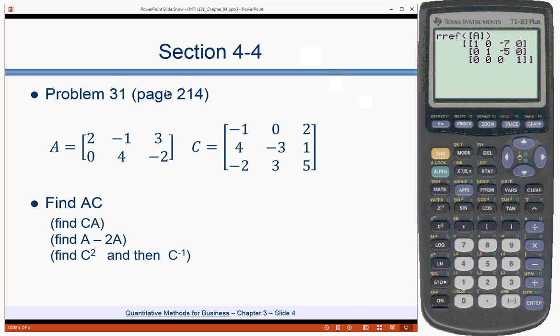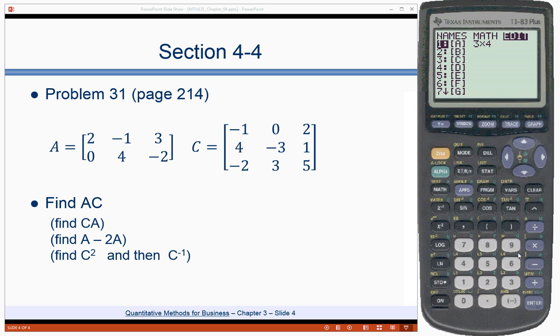Let's look at multiplying and adding and subtracting matrices. On problem 31 in section 4-4 on page 214 of the text, I just picked 2 of those matrices. So let's put those 2 matrices, and we'll actually use matrix A and matrix C on our calculator. So let's do second matrix and go over to the edit menu, and we want to do a 2-row by 3-column matrix in A.